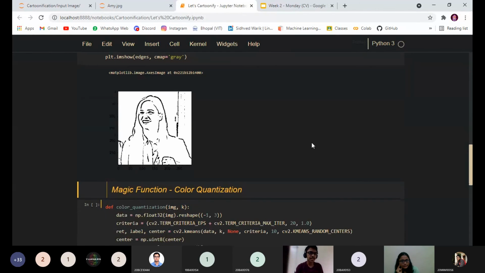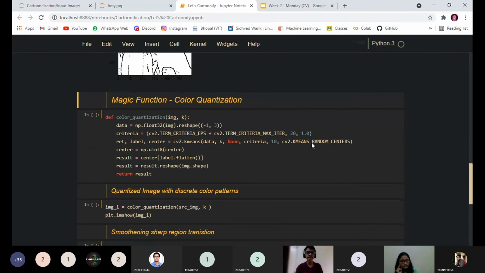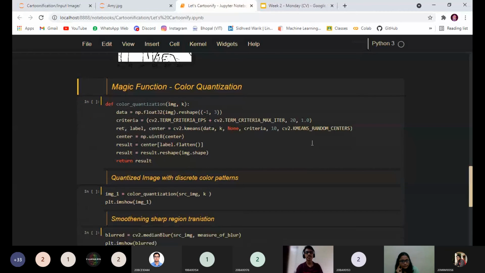That would be this magic function called color quantization. It's a very simple function that you can essentially look at as region growing and region segmentation involved in both. What we have to input to this function is very simple. It should first of all be provided with the sample, that's the source image, and it is very important to note that the input format should be in numpy's float32 data type.